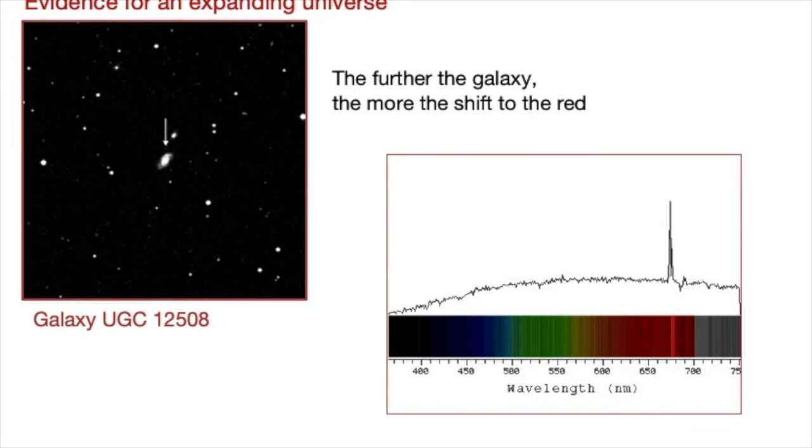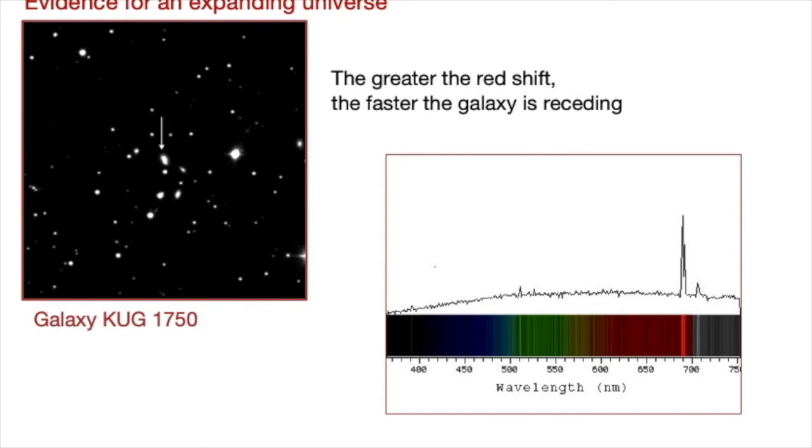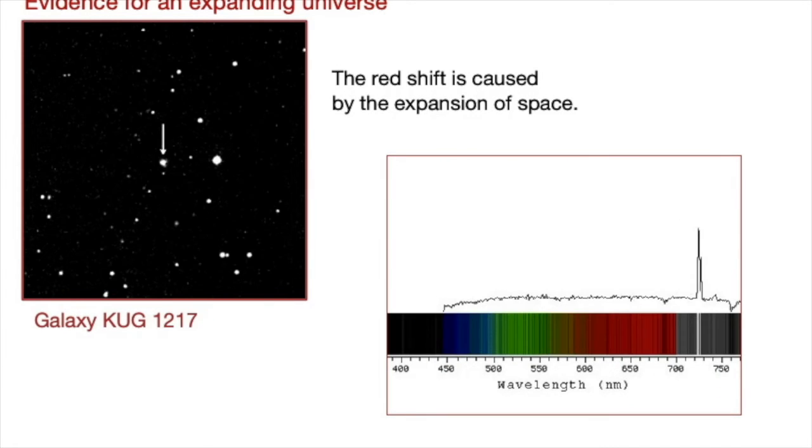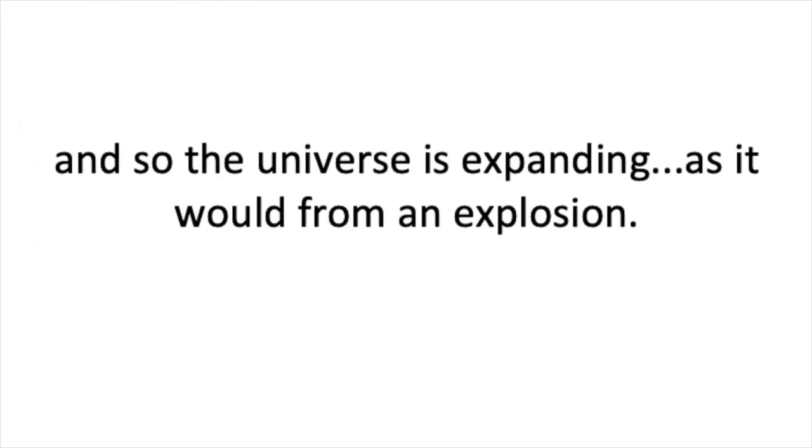And so you can see the further away from us, the more shifted the light is from these different galaxies, which is also interesting because it looks like the universe is actually accelerating in its expansion. So the first piece of evidence we have for the Big Bang is the universe appears to be expanding as it would from an explosion. So that's one issue.